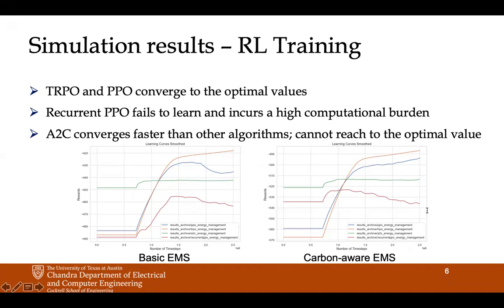When we compare the learning curves, the performances are similar for basic and carbon-aware EMS. For both types of EMS, TRPO and PPO exhibit commendable convergence with a notable degree of smoothness and stability in their learning processes. However, recurrent PPO fails to learn the optimal policy and also incurs a higher computational burden. A2C converges faster than others, but cannot reach the optimal values.